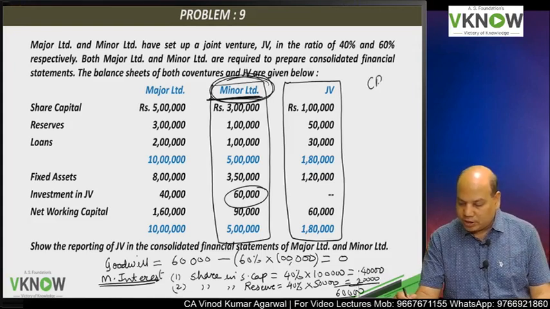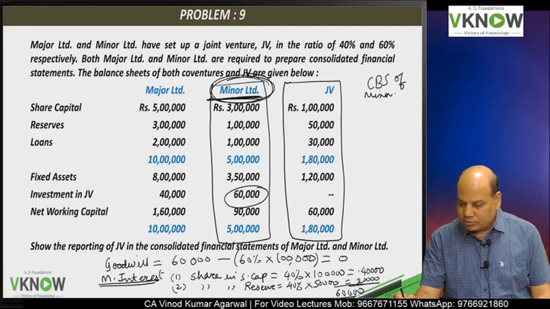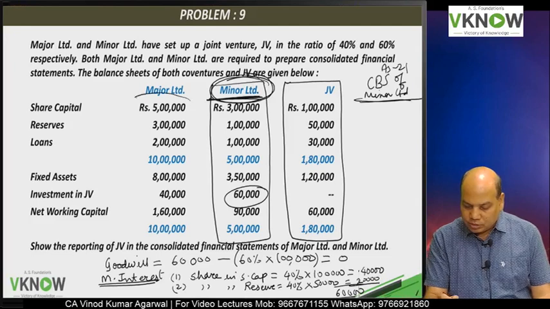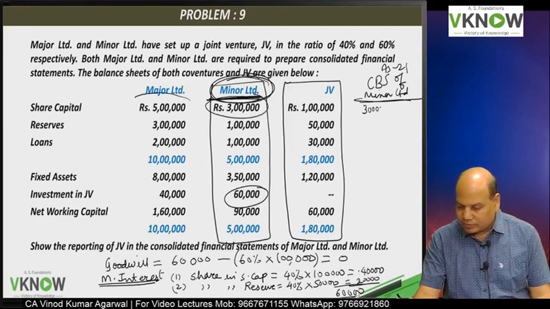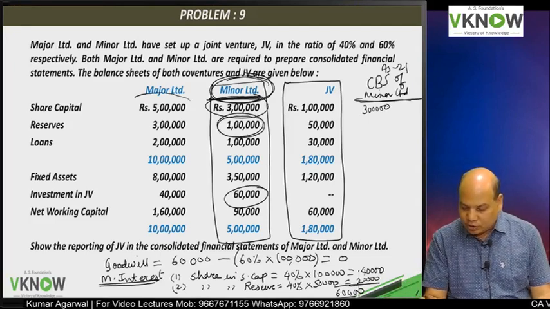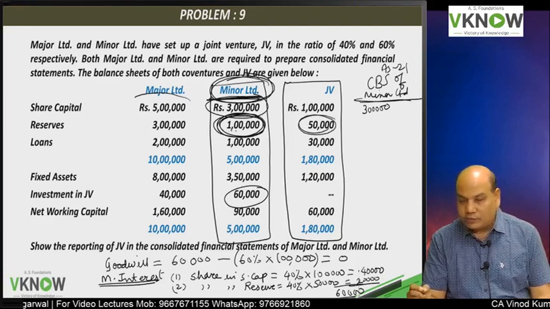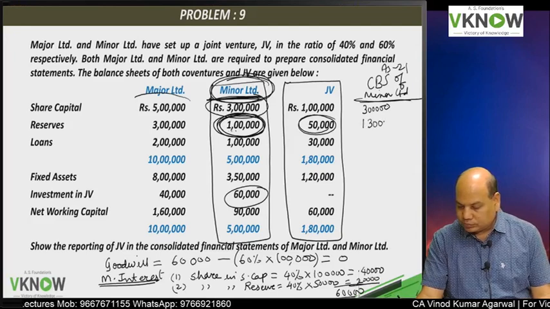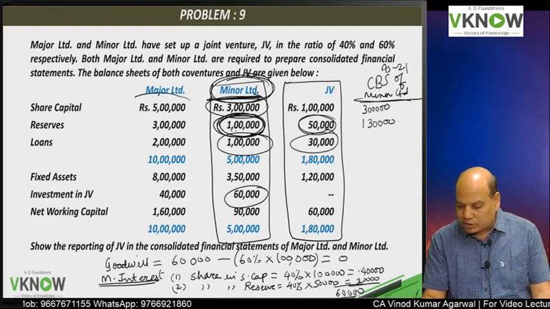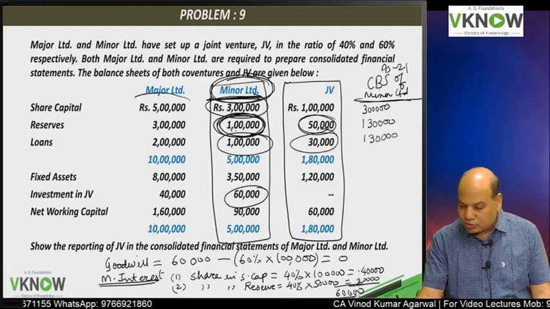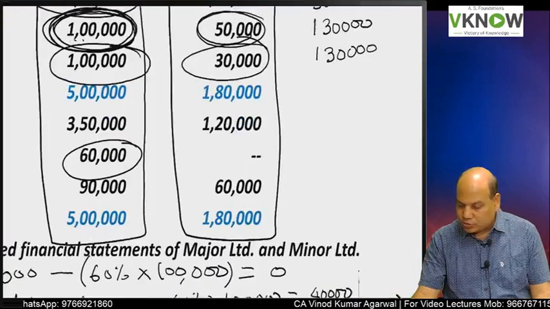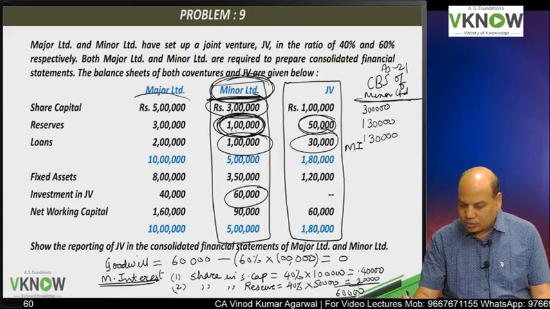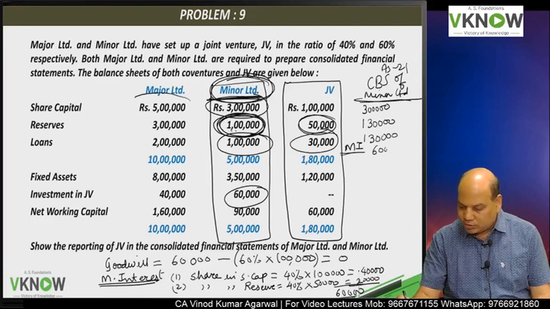So now what will be the consolidated balance sheet of minor limited? It will follow AS21. I repeat, it will follow AS21. So 3 lakh share capital will appear as it is. Reserve, this 1 lakh and 60% of 50,000, 30,000, plus 1 lakh, 1,30,000. Loan, 1 lakh plus 30,000, full consolidation, line by line consolidation, 1,30,000. And minority interest will also appear, let me write it below, but it should be written above the loan, which I have done in your book. Minority interest will come 60,000.